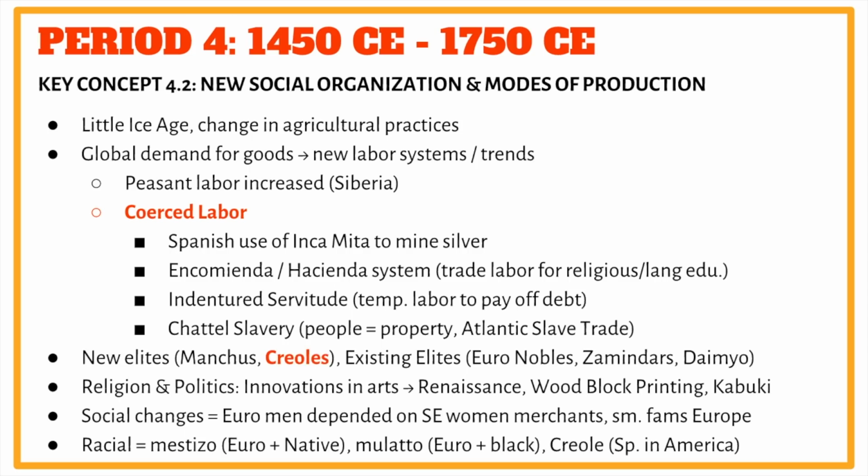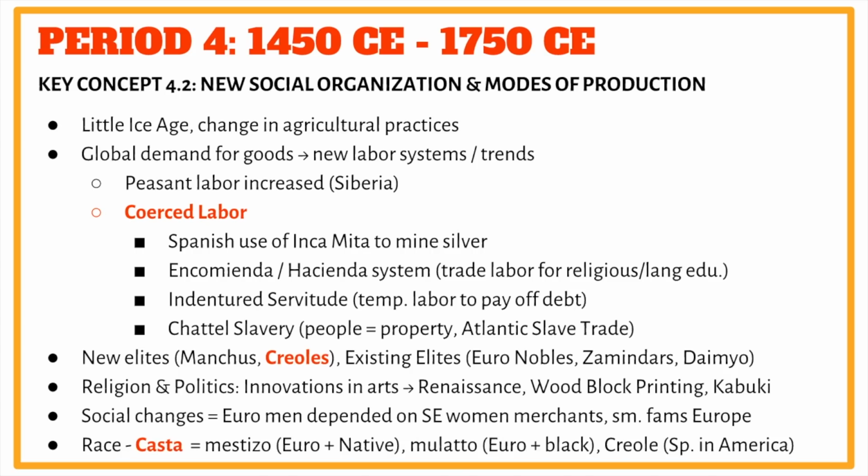Second, I just picked one group of elites. So pick one and really understand who these people are, how they gained power, and what they did with that power. And then finally, I also added the word casta, right? This is this process, this mixing of races and the hierarchy that was created because of that. So if you really pinpoint those three words and know them, then you're going to be in a good spot for the exam. So I'm headed over to Key Concept 4.3.